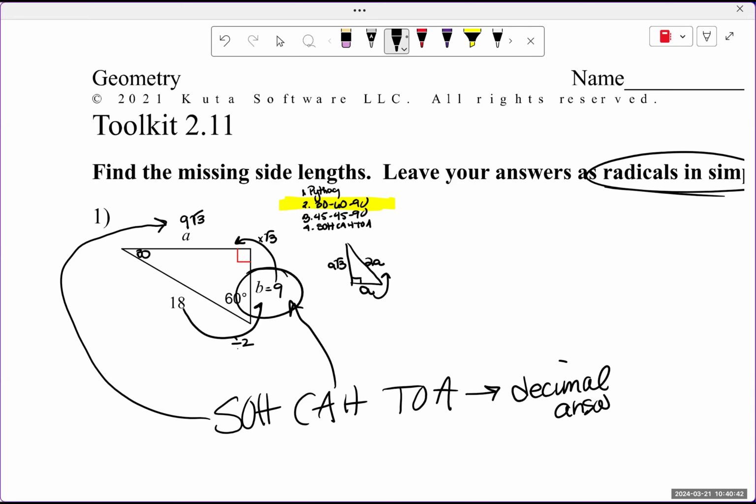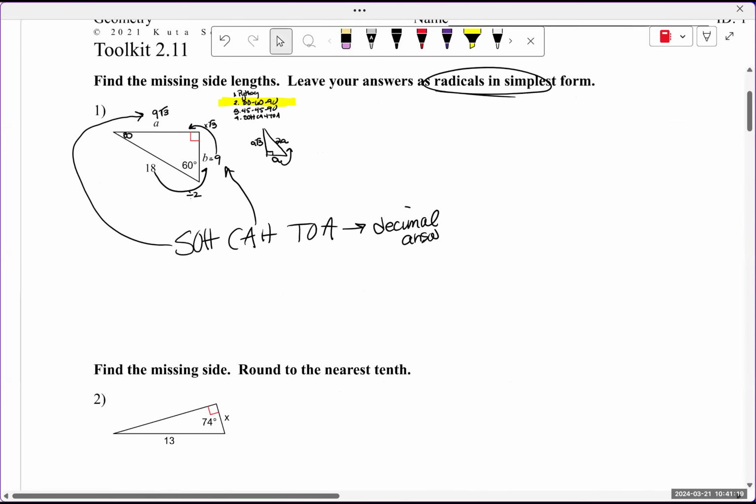Your clue is that you saw that it had a 60. But I do have some people just saying, forget it, I don't like the 30, 60, 90. There are some people that are rebelling and saying, hey, look at this, I got the right answer. I used SOHCAHTOA and I got 9. It'll work, but SOHCAHTOA will not give you a radical answer. It will only give you a decimal answer. So be very careful to categorize these triangles.